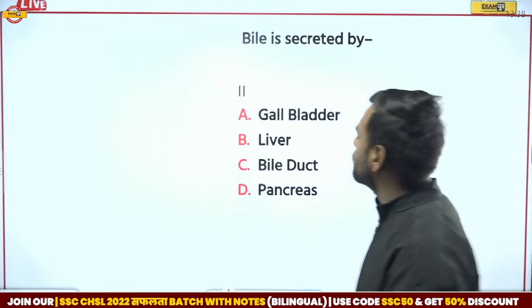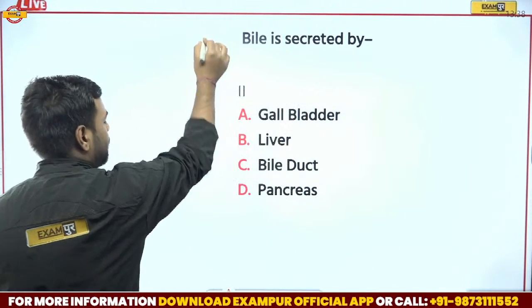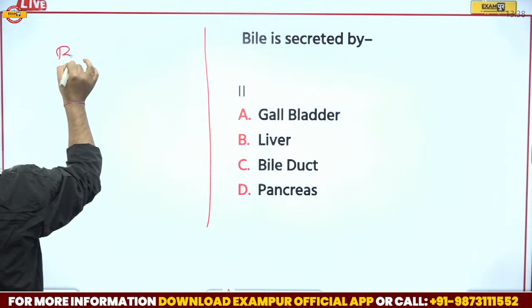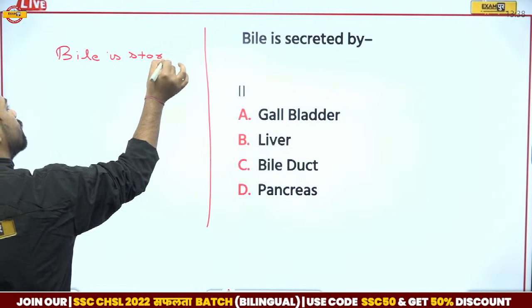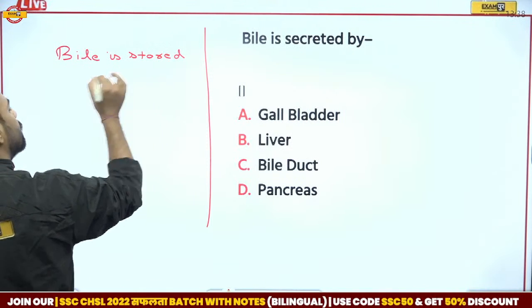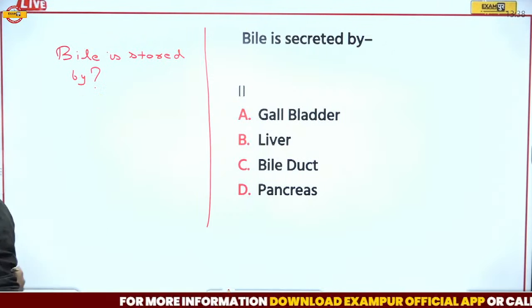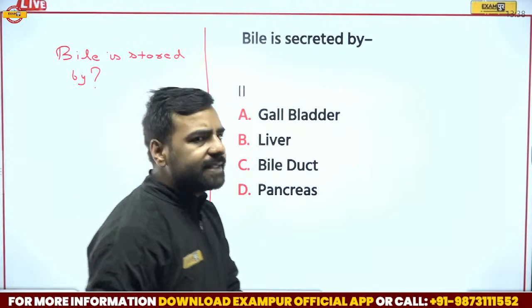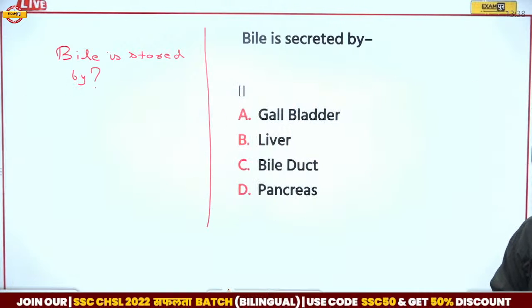So I'll just change this question. My question is going to be now. Okay, first of all, answer this. Then I'll write it here. Bile is stored by what? Bile is stored by dash. So we will be having the same options for that. First of all, answer this. Bile is secreted by what?